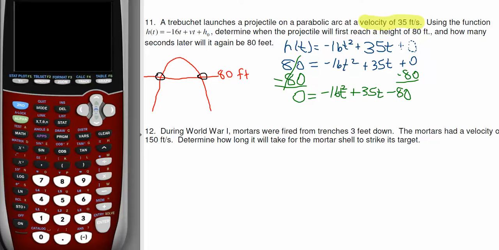Because all we've done is we've shifted the floor up, and now these are our zeros, although not really. We're just finding where the height's 80. So use the quadratic formula, find those answers, and that provides both answers to the question. So good luck with this, and I hope you're able to find success.